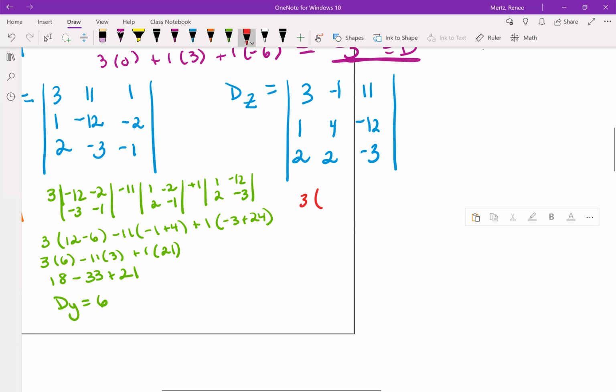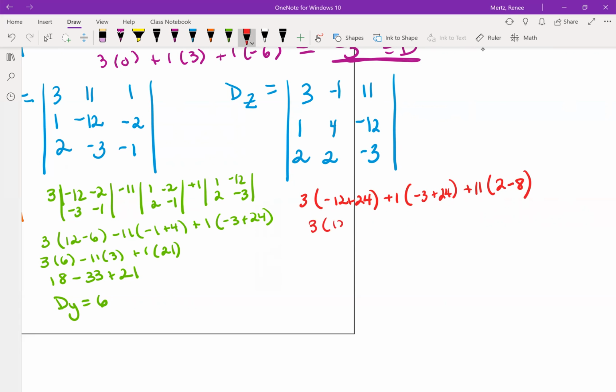All right. So 3 times -12 plus 24, plus 1 times -3 plus 24, plus 11 times 2 minus 8. So if you want to shortcut it, you can. 3 times 12 plus 1 times 21 plus 11 times -6. So I have 36 plus 21 minus 66 is -9. D of z equals -9.